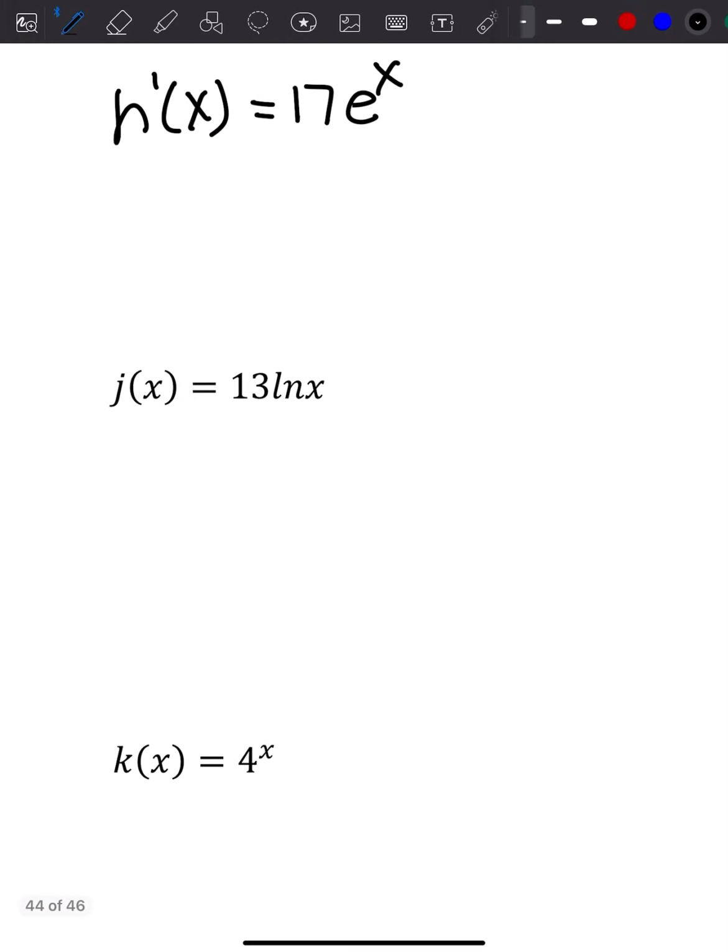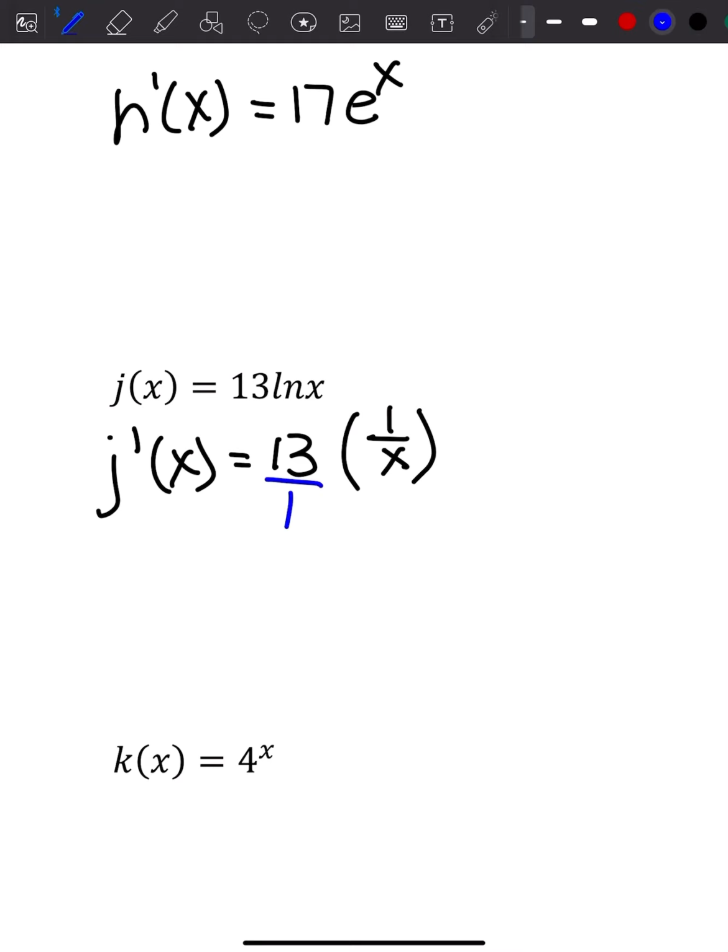Natural log is pretty similar in kind of just like ease of use. So 13 is going to be the first thing that we have here, and the derivative of natural log is 1 over x. I can change this to 13 over 1 and then multiply straight across, so I get 13 over x.